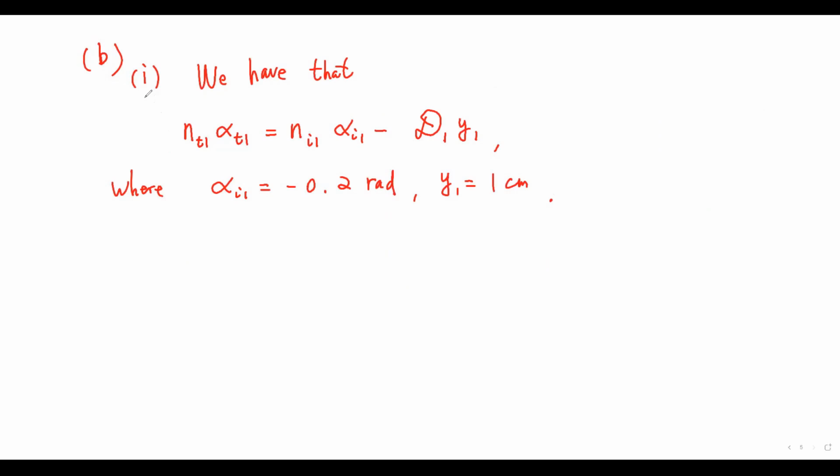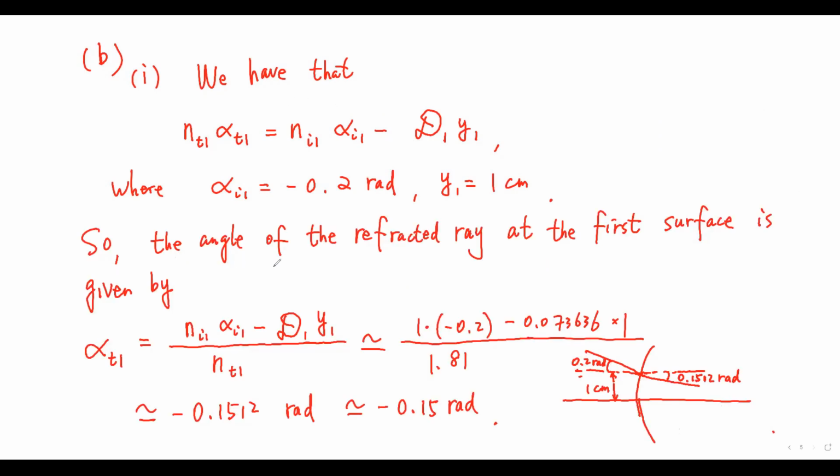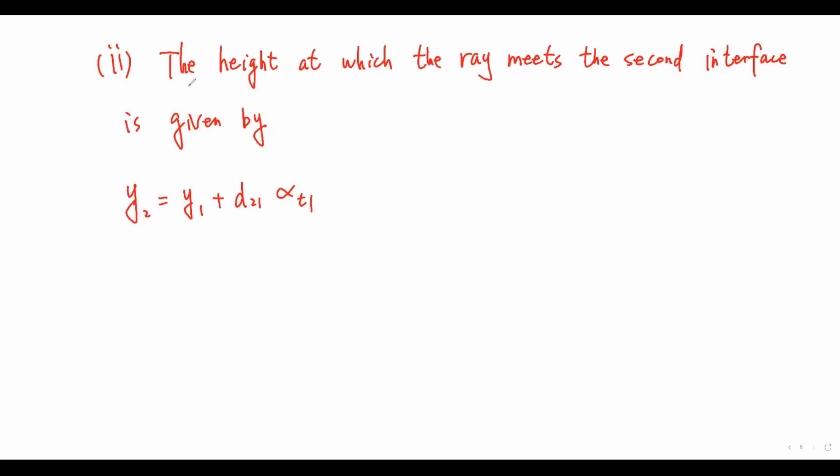Part B. 1. We have this formula. So the angle of the refracted ray at the first surface is given by alpha T1 equals this one. 2. The height at which the ray meets the second interface is given by this formula. This equals this one.